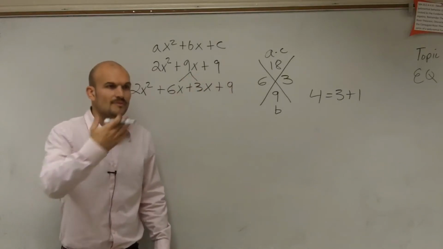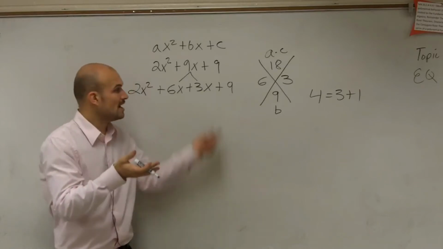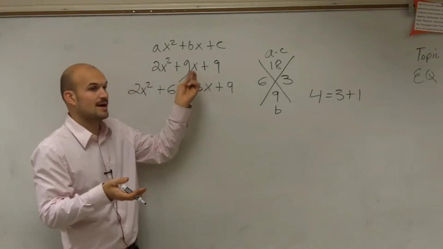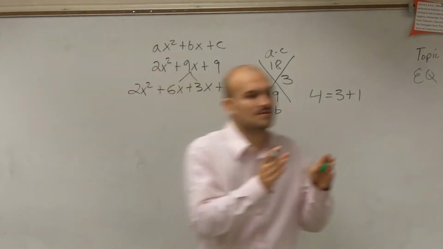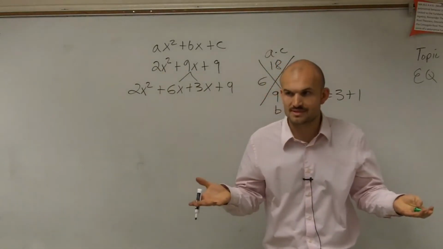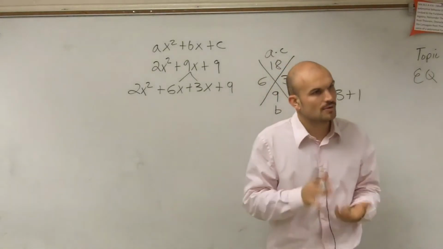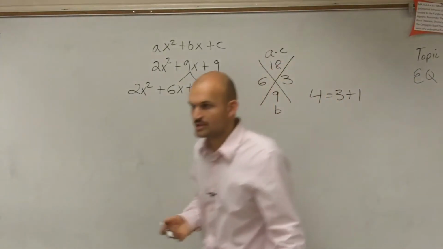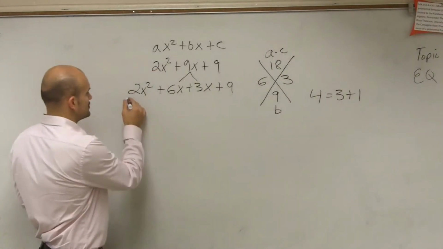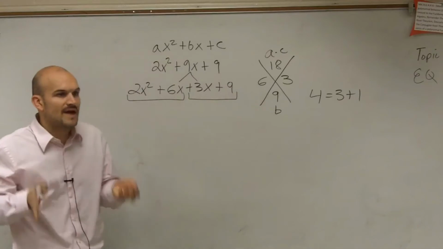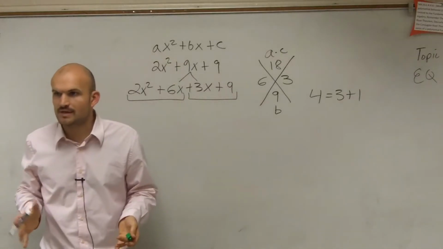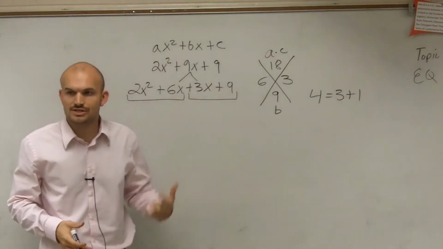The reason why I can rewrite it like this is because now I've gone from 3 terms to 4 terms. And when you have 4 terms, we use factoring by grouping, which means we group our first two terms and we group the last two terms. Then we factor each one of those individually. By factoring them, we pull out the GCF.